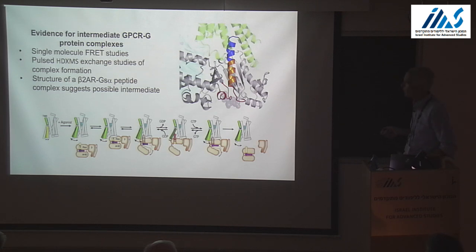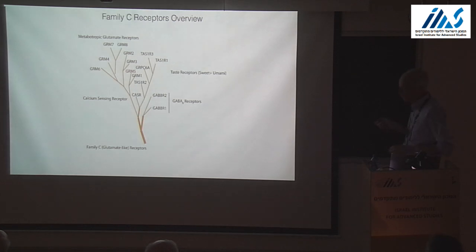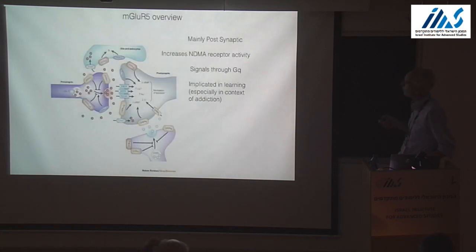My last story I want to tell you about is family C. Now, family C have been more challenging, and we heard yesterday some questions about dimers. And so first of all, family C includes a small cluster of receptors, including metabotropic glutamate receptors, GABA receptors, the taste receptors you heard about yesterday, and calcium sensing receptor. And our subject has been the mGluR5. It's mainly postsynaptic. It signals through Gq, and it's important in a number of central nervous system functions.